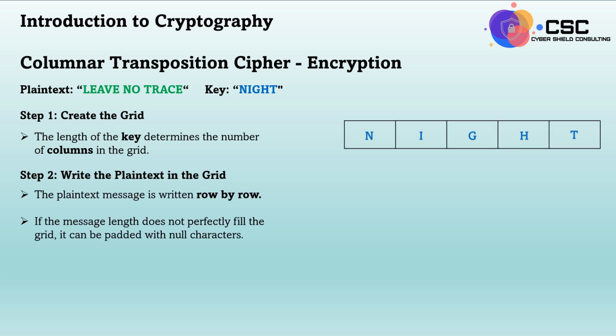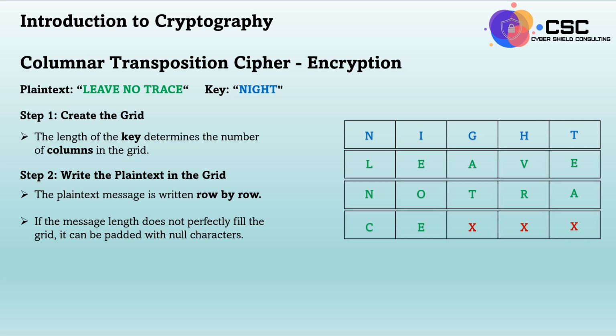Now what we will do, we write the plain text in the grid. The plain text is written row by row. So we'll start writing the plain text, LEAVE NO TRACE, row by row. And then when we reach the end of the plain text and it doesn't perfectly fill the grid, then it can be padded with null characters. Like you see here, I'm using X for padding as a null character. And this is how we formulate the grid.